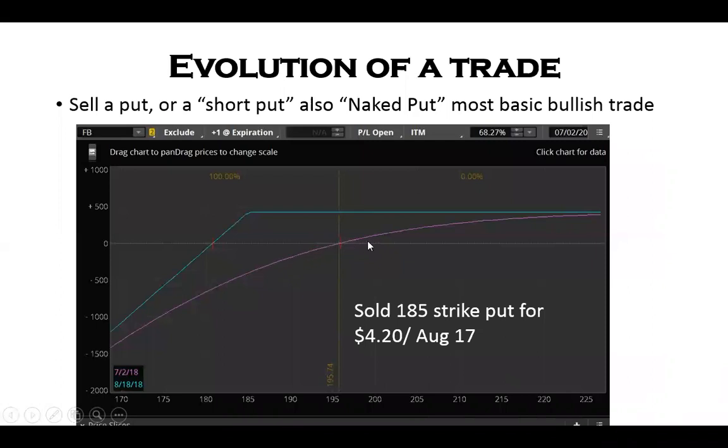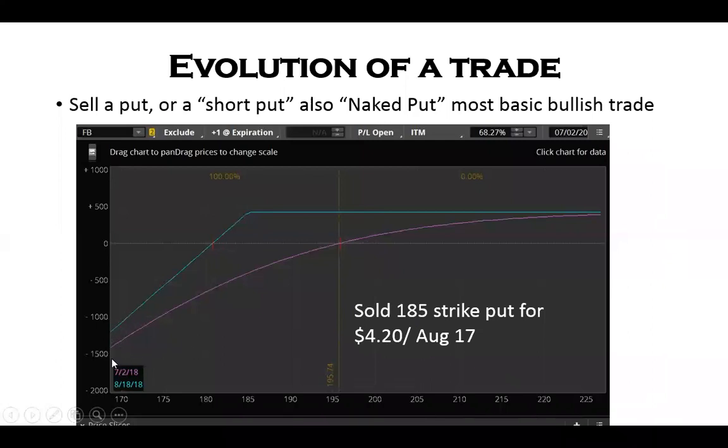Now notice the slope of this line. If you were to sell a put and it stayed within this point at expiration, you would make your money here. In this case, we sold one. This is Facebook that I'm trading here. We sold one 185 strike put, which corresponds to this little bend in the expiration line. We got $420 for that put, and as long as it stays within that line, we get to keep our whole $420 by August 17th. The problem with this strategy is it exposes us to unlimited risk on the downside.